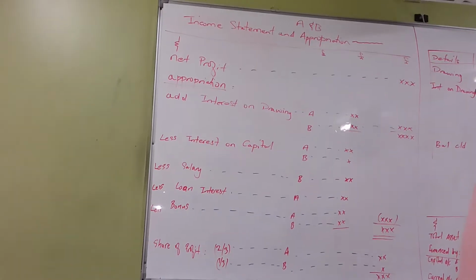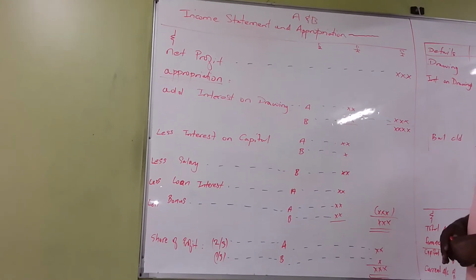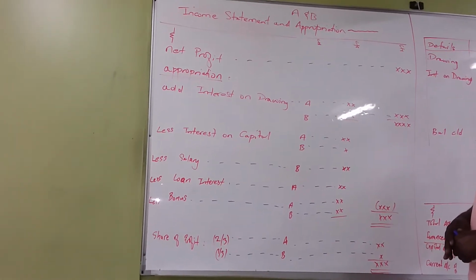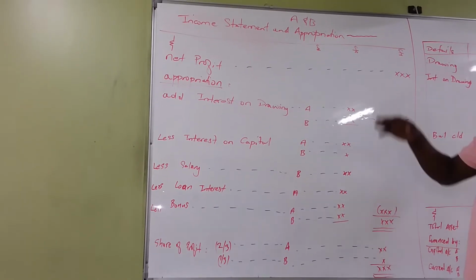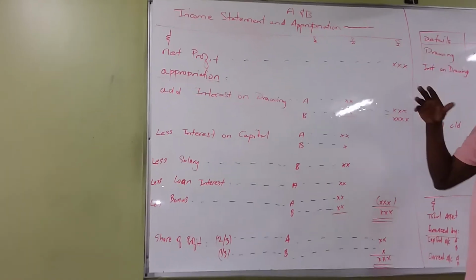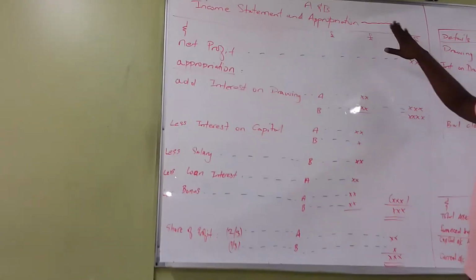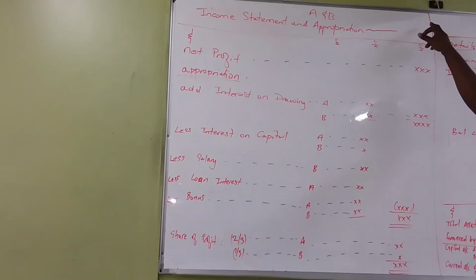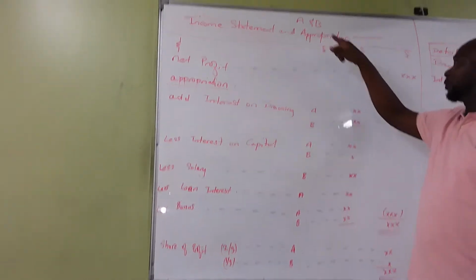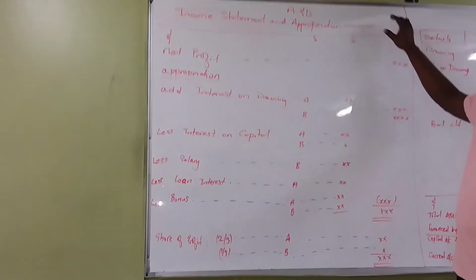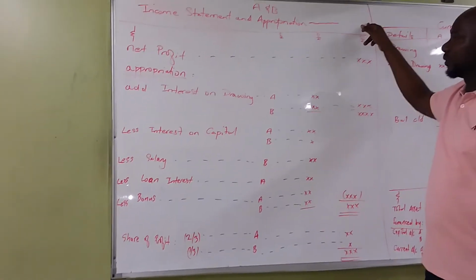Alright, now before we can look at our current account, we'd have to look at the income statement. So we're looking at the income statement and appropriation account for the year ending, whatever the year is. Take for example the year ending December the 31st, 2002.